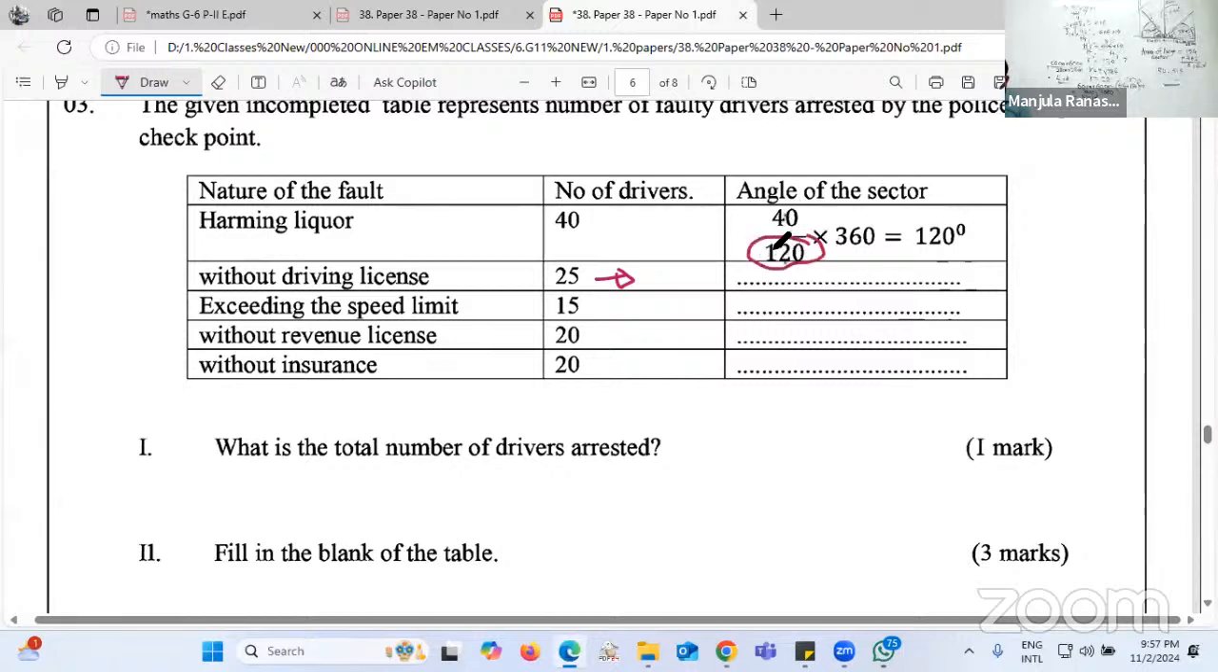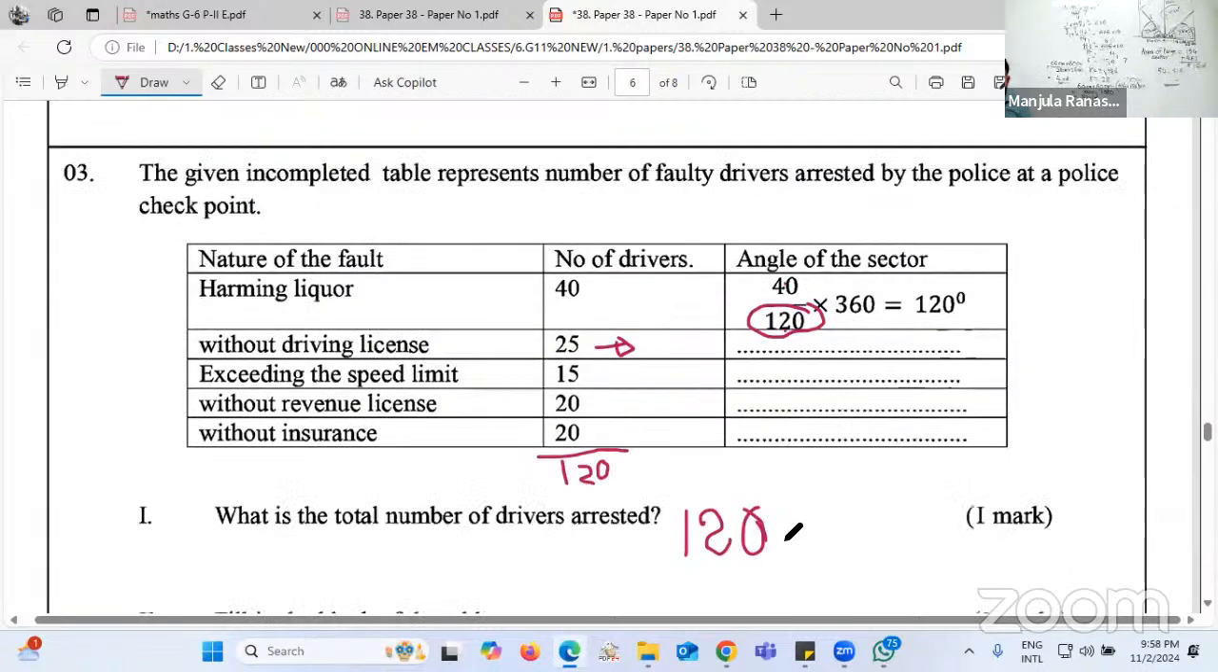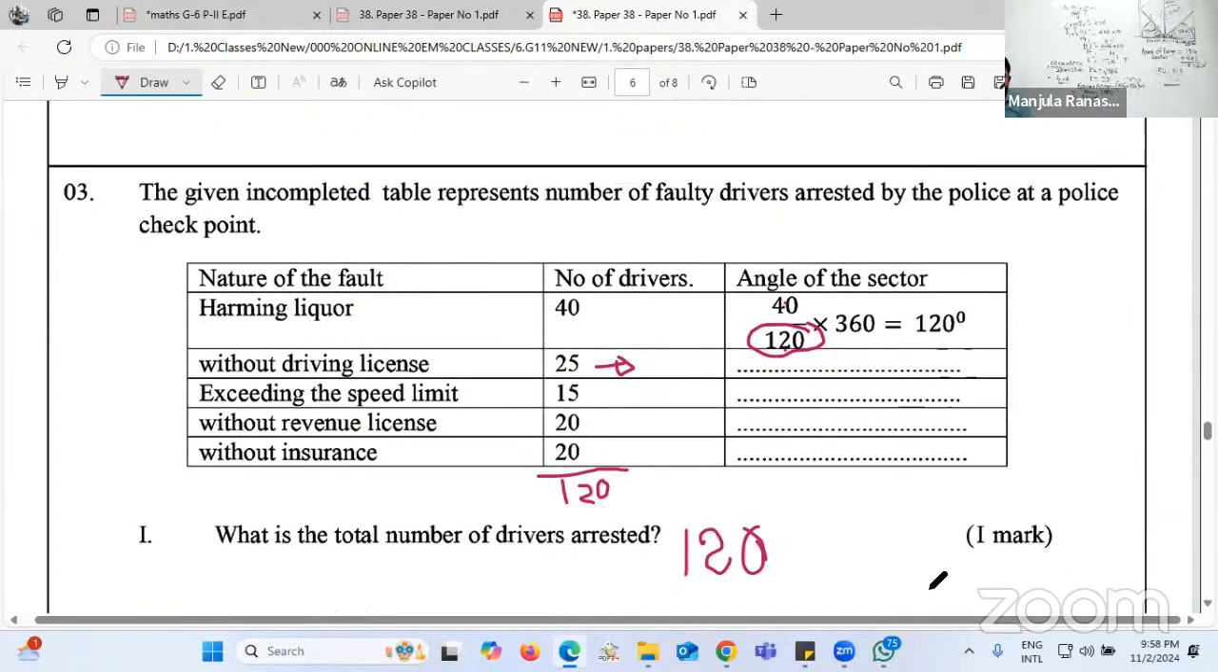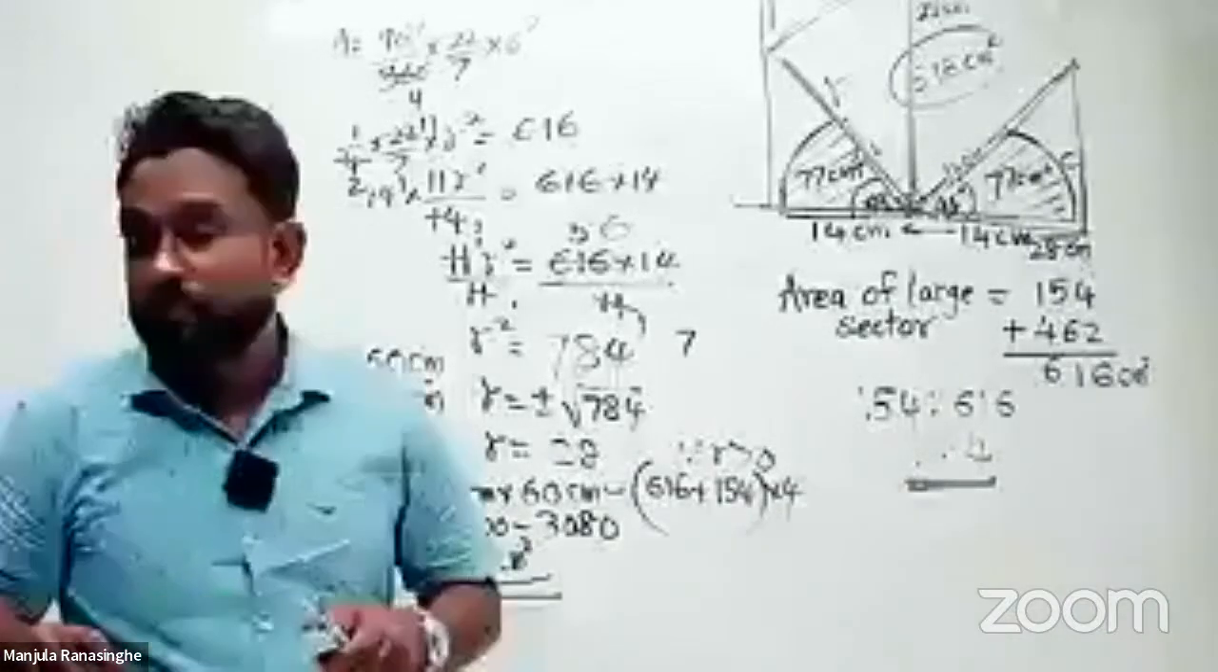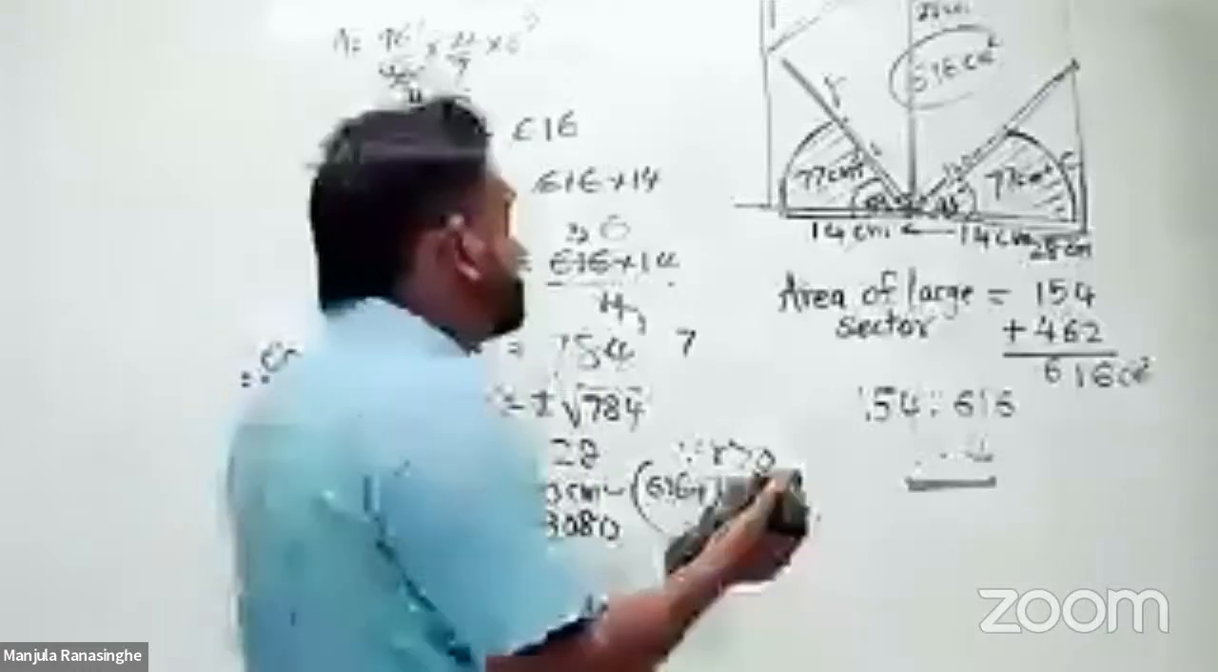Total 120, then 40 there. So when you add, that should give 120, right? You can check for the first one, 5, 5, 10. Even you can add this, one remaining, 120, right? Okay, for the first question, 120 is the answer. Then fill in the blanks of the table. Now how to take, these are the blanks. So for without driving license, what is the angle of the sector?